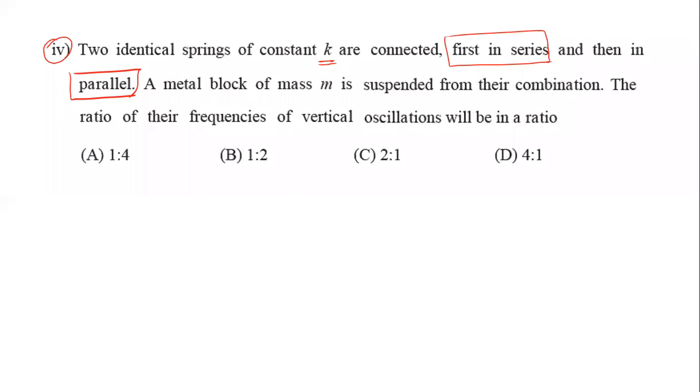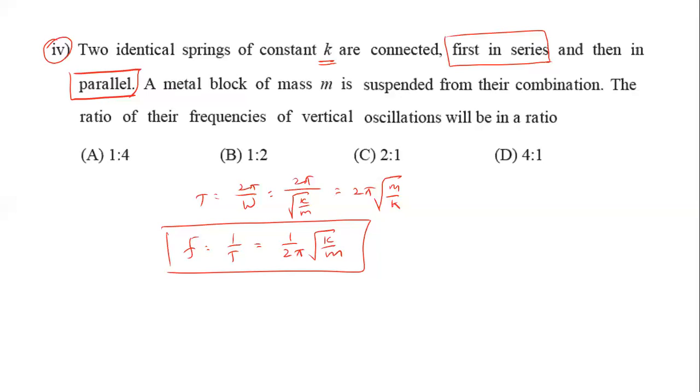Now let me tell you one thing here. The formula for period is 2 pi by omega, and everybody knows that omega is under root k by m. So period is 2 pi under root m by k. Frequency is 1 by period, so we get 1 upon 2 pi under root, instead of m by k, it is k by m. This is the expression for frequency.